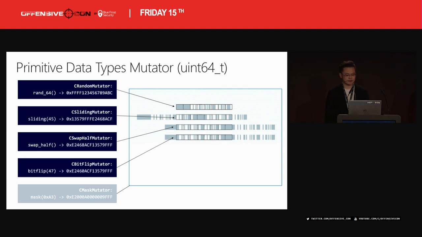And the fourth mutator is the bit flipping mutator. It will flip a bit at a random position from 1 to 0 or from 0 to 1. Here, we choose another random position, the 47th bit, and it is flipped from 1 to 0.